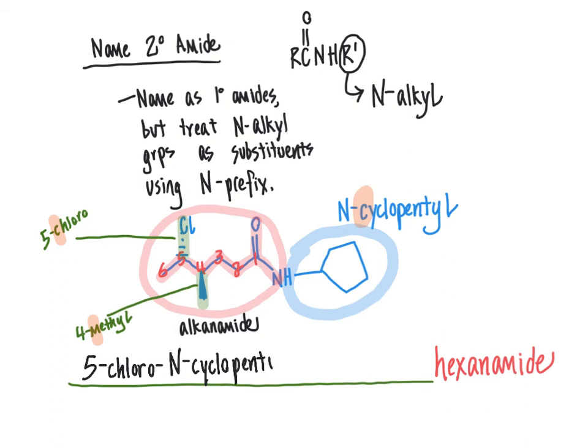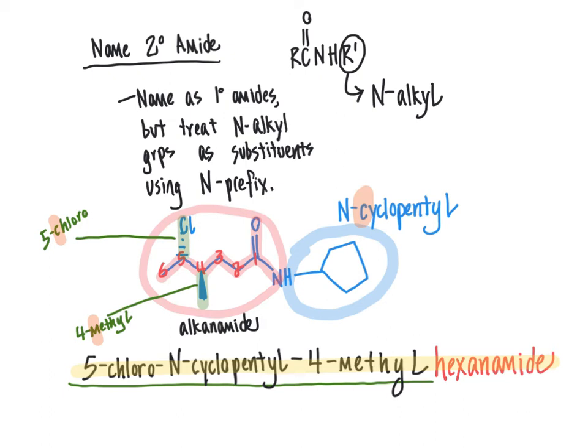So we don't consider that N when we're alphabetizing. We do consider the cyclo, because based on the rules, cyclo is one of the terms that is considered when alphabetizing. And then finally, 4-methyl, and that term methyl runs right into the term cyclo, which turns right into the term hexanamide. So our complete name for this, except for the stereochemistry, which we'll get to in just a second, is going to be 5-chloro-N-cyclopentyl-4-methylhexanamide.